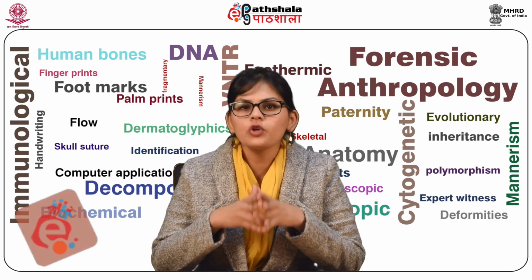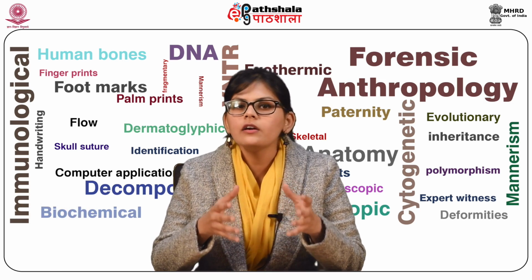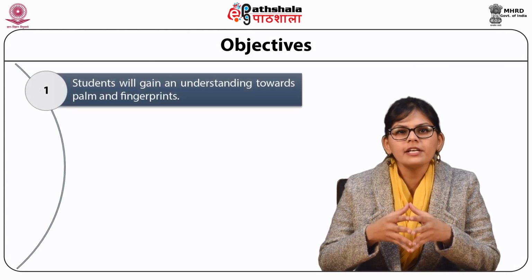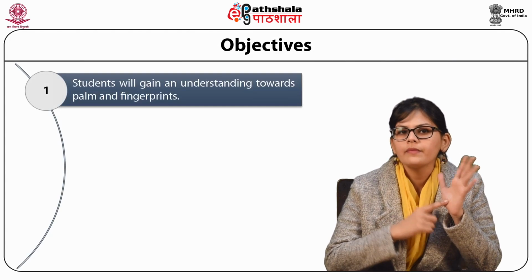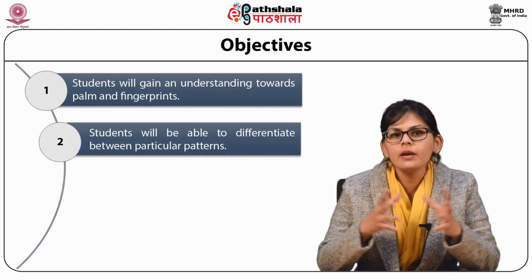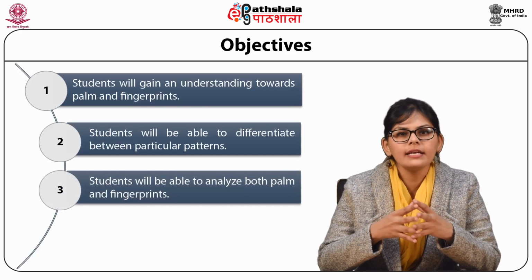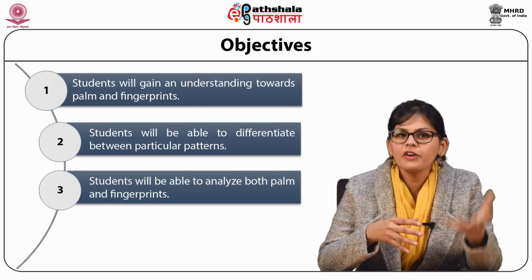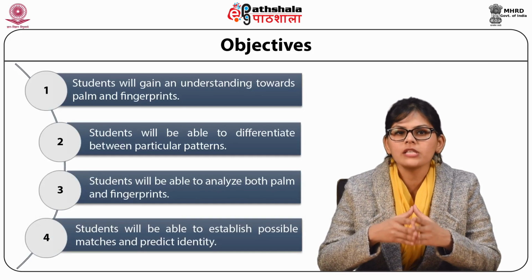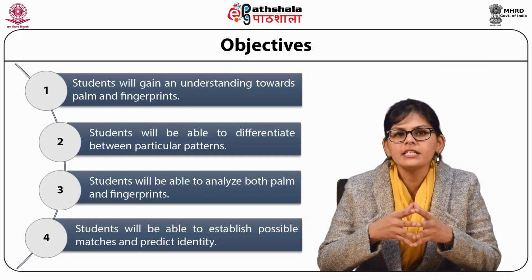Today, I am going to talk on the module Analysis of Palm and Fingerprint under the Forensic Anthropology paper. Through this module, students will gain an understanding of palm and fingerprints. They will be able to differentiate between particular patterns of palm and finger. They'll be able to analyze both palm and fingerprints. In addition, students will also be able to establish the possible matches and predict identity.